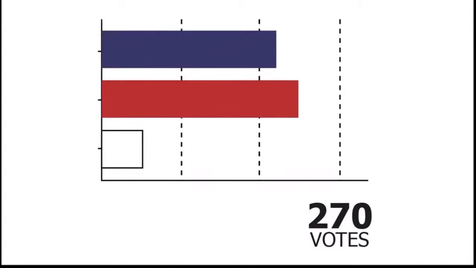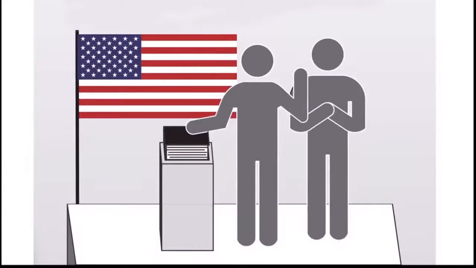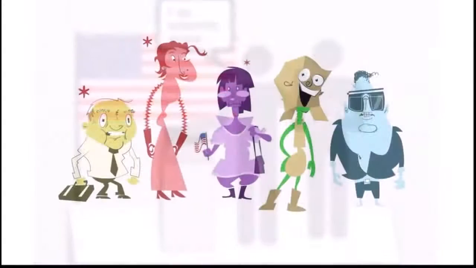The candidate who gets 270 votes or more wins. The newly elected president and vice president are then inaugurated on January 20th.